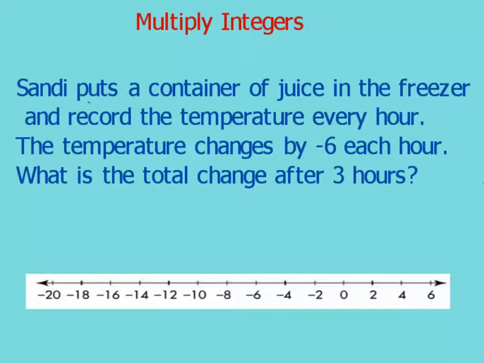First, Sandy puts a container of juice in the freezer and records the temperature every hour. The temperature changes by -6 each hour. What is the total change after 3 hours? How can we calculate this change?